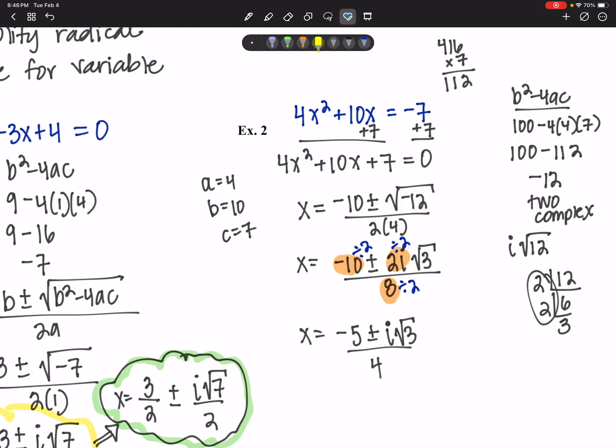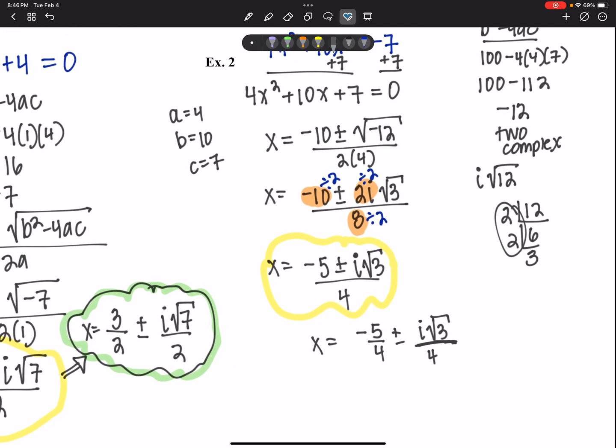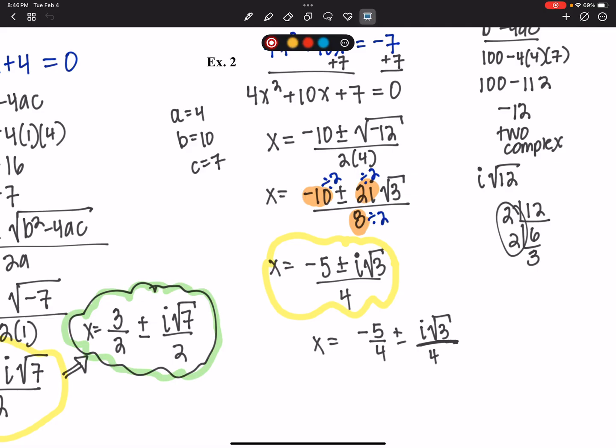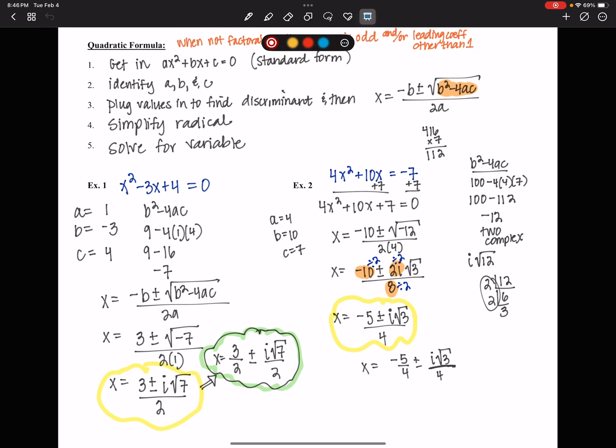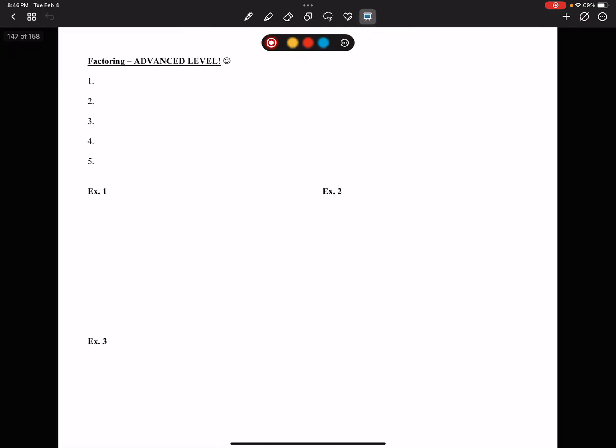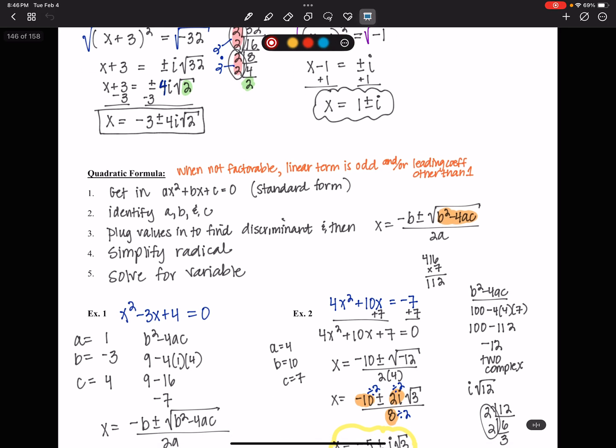This is one way to write this answer. However, this 4 is going to go with both terms in the numerator. So we'll have, as another option for you to recognize, X equals -5 over 4, plus or minus i times the square root of 3 over 4. Just make sure your fraction bar shows very clearly that that radical is only in the numerator. And that is how you solve by the quadratic formula.